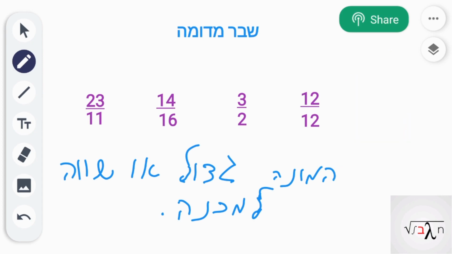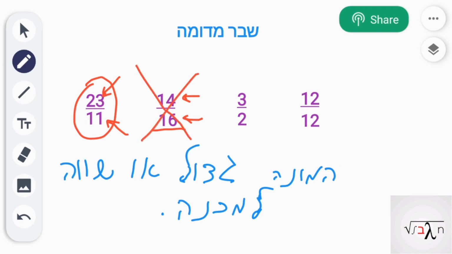Let's see if you were right. We'll start with this first one, 23/11. This is obviously an improper fraction because the numerator, the upper part, is greater than the denominator. Let's have a look at the second fraction. In this fraction, the numerator is 14, and is less than the denominator. Therefore, this is the proper fraction.